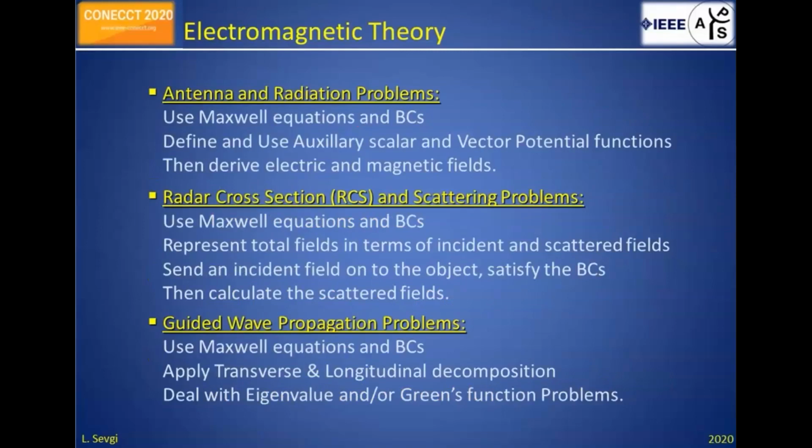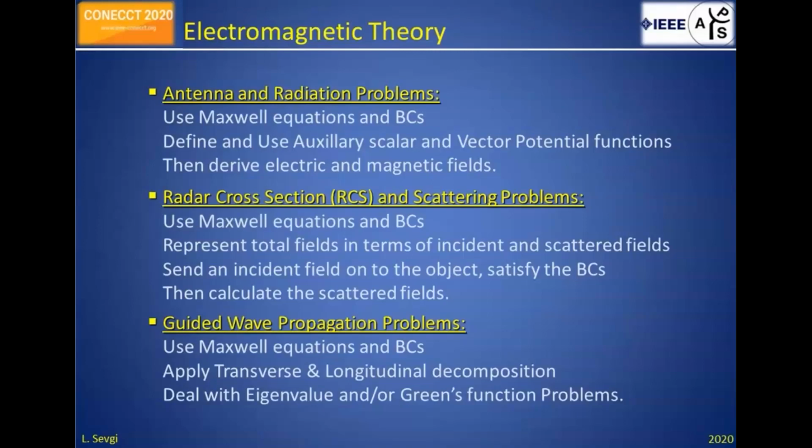Usually, electromagnetic problems can be divided into 3: antenna and radiation problems, RCS and scattering problems, and guided wave propagation problems. In all these, we start with Maxwell's equations and boundary conditions. But in antenna and radiation problems, we define and use auxiliary scalar and vector potential functions, and then there are electric and magnetic fields. In some problems, we present total fields in terms of incident and scattered fields, and since we know the incident signal, incident field, we focus on scattered fields.